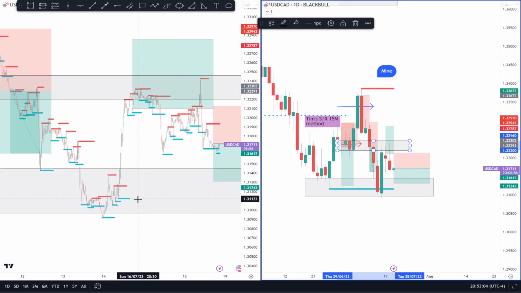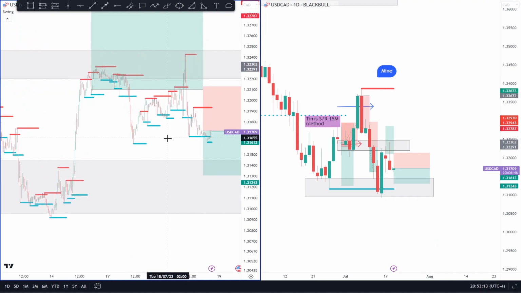On the left, you can see 15 minutes chart. There's no proper trend into the zone and no clear structure break. So Teams method doesn't apply.